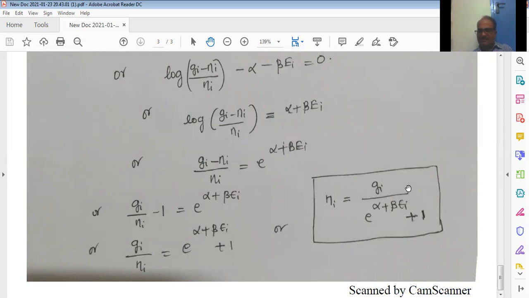So this is very easy to derive, and very useful and very important from the examination point of view. Out of these three derivations, one will be asked definitely, so prepare accordingly.